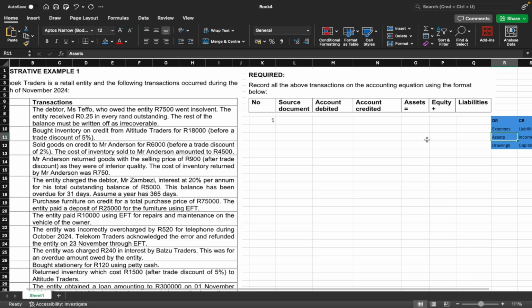So the 25 cents for every rand, meaning 25% of 7,500, is coming into our bank account, and we're going to reduce what he owes us by the same amount. So let's calculate that. Let's do the first journal entry. By the way, the one where we debit bank and we credit trade receivables, what is the source document for that?